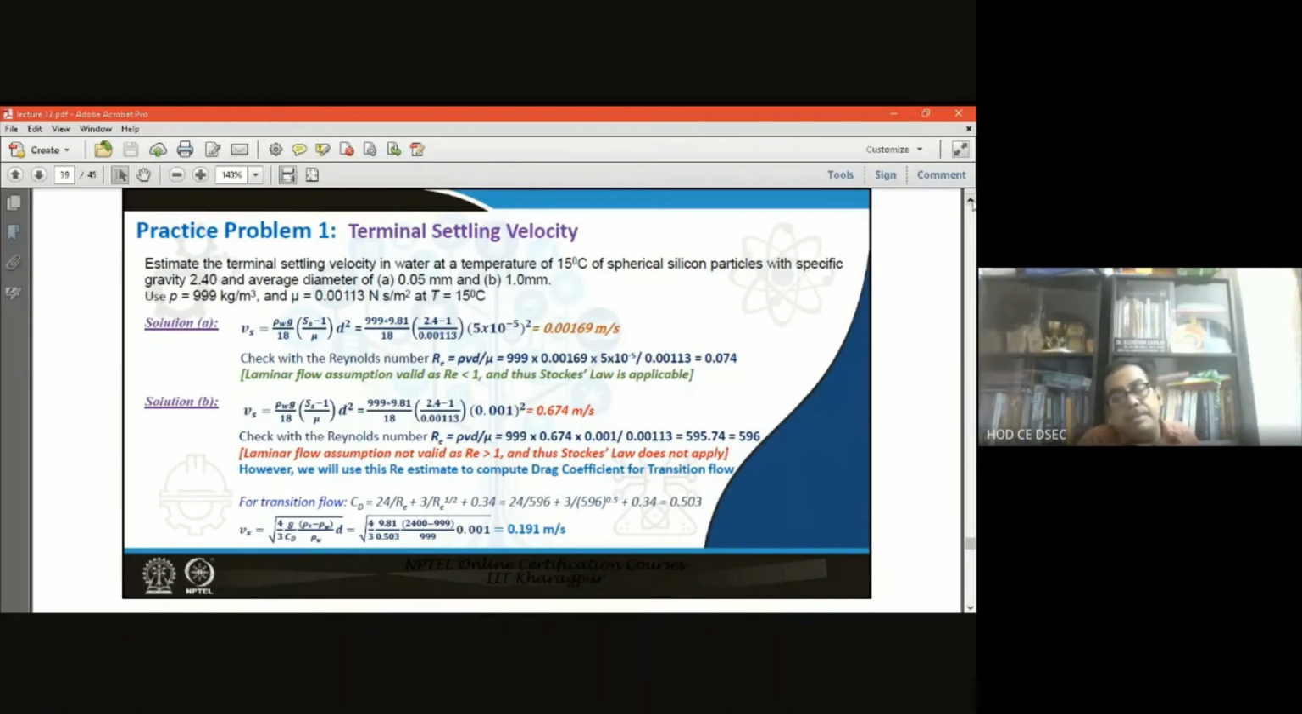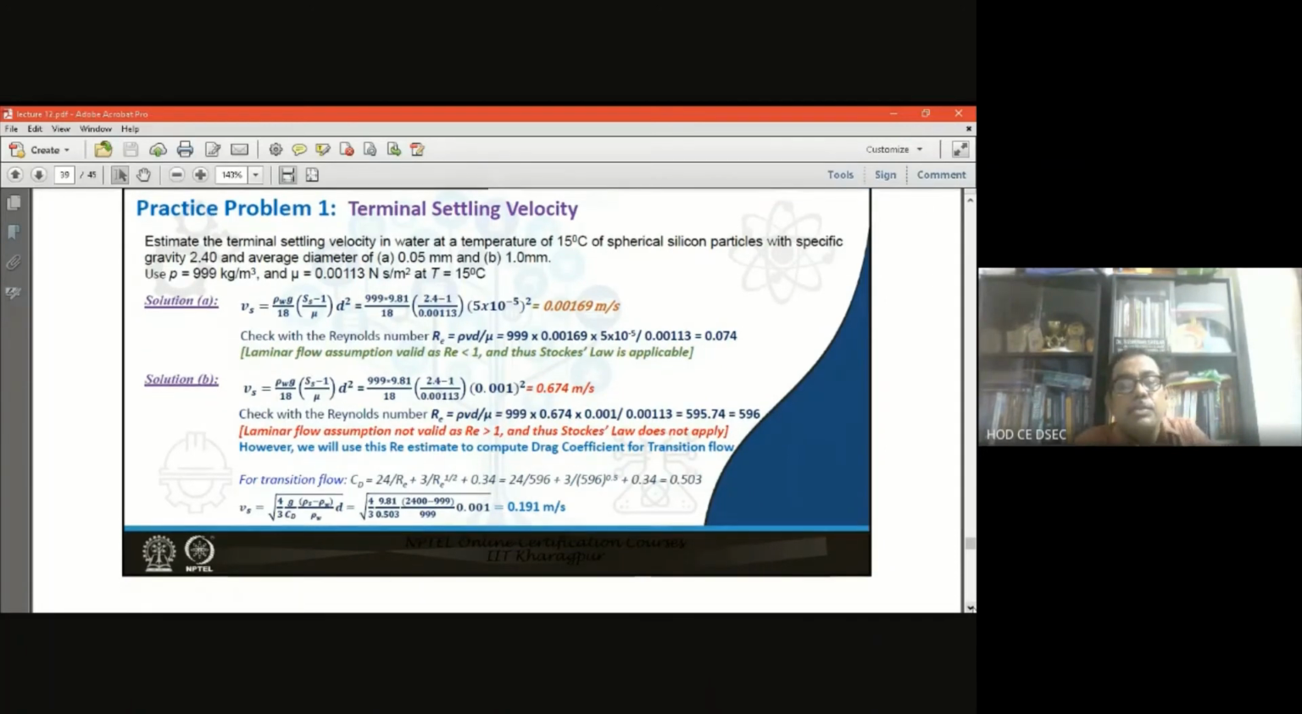Once you have found out the drag coefficient of the transition flow, considering that Reynolds number 596, then you calculate the Vs corresponding to the transition flow. The formula is the square root of 4 by 3 g (rho s minus rho w) d by CD rho w, as you can see from my screen. That value is 0.9191 meter per second. You see the huge difference. First we calculated 0.674 meter per second using the Stokes law, but the actual settling velocity is 0.9191 meter per second. So a huge difference is seen.